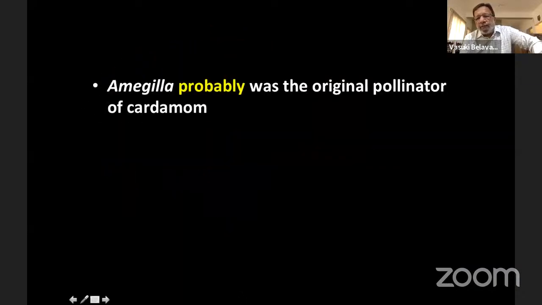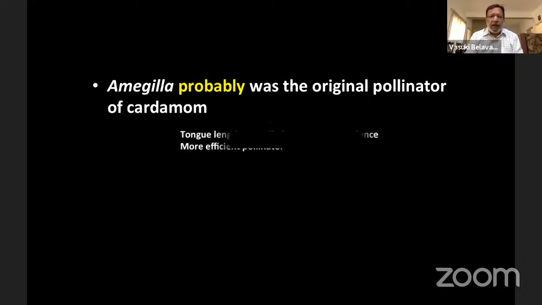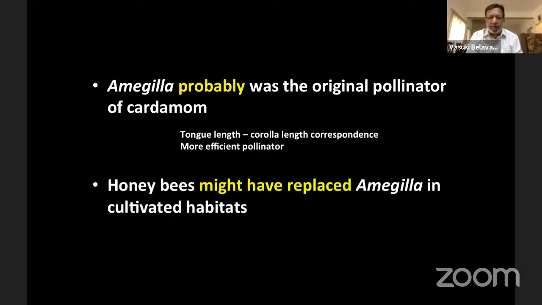One of the hypotheses that we proposed was that Amegilla probably was the original pollinator of cardamom, because cardamom also originated in the Western Ghats, and there are several species of Amegilla in the Western Ghats. The tongue length and corolla length correspond, and they are more efficient pollinators, and the fruit setting also is very high. And the honeybees might have replaced Amegilla in cultivated habitats.